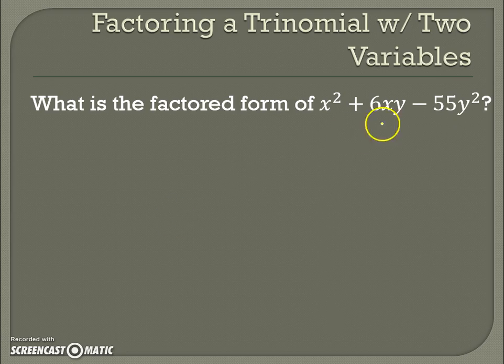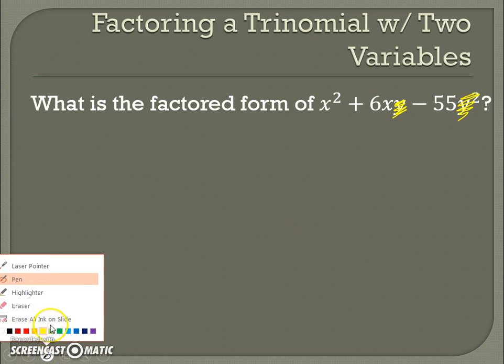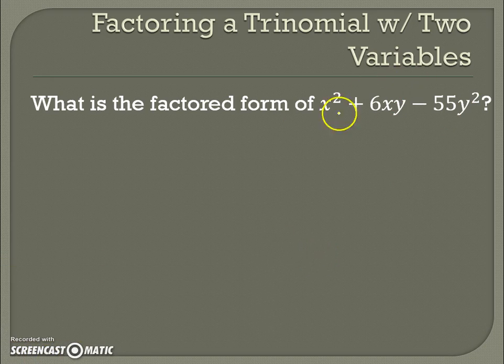Let's keep going. What if you have this extra variable in here? The way you treat this is you do this exactly as if these are not here, and then you just tack on a y at the end. So let me explain what I mean by that. So I go ahead and it's negative, so that means one is a plus, and then one is a minus, and then I write out the factors of 55.